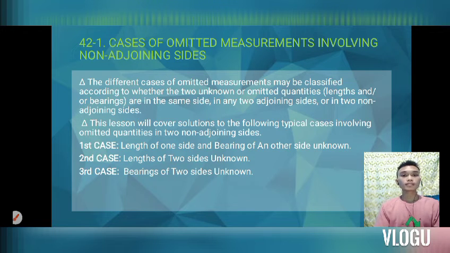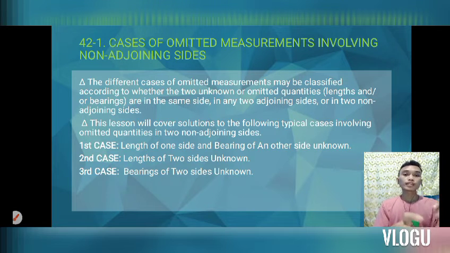Then the second case, lengths of two sides unknown. So earlier in case number 1, the unknowns were the length and bearings. Here in case number 2, it is the two lengths. So meaning the bearings are no problem, we have already located our bearings here.